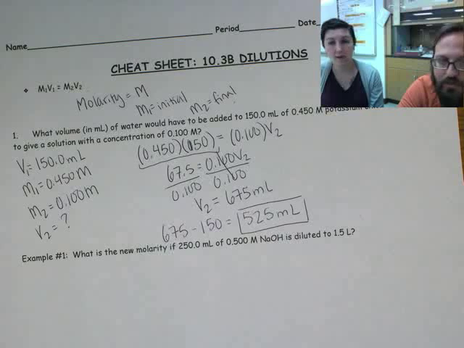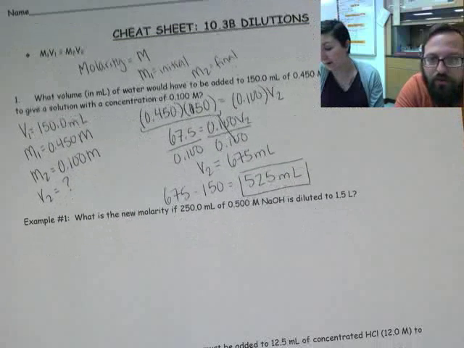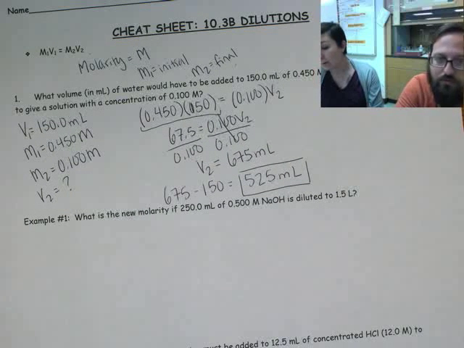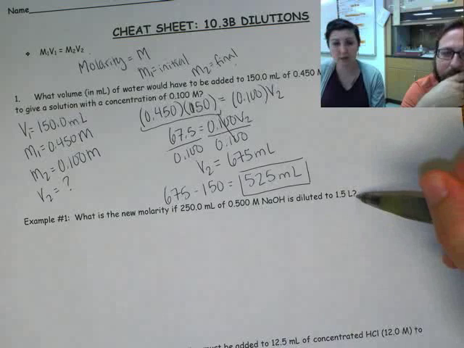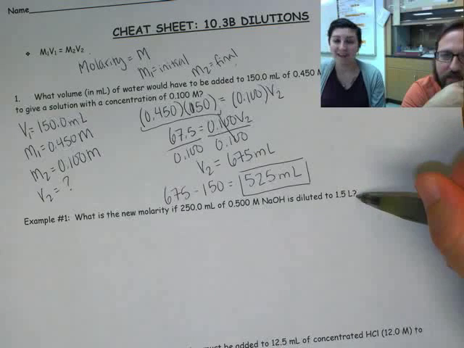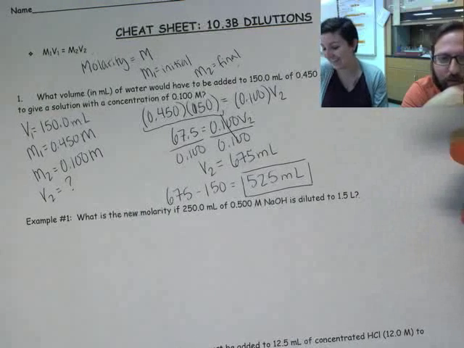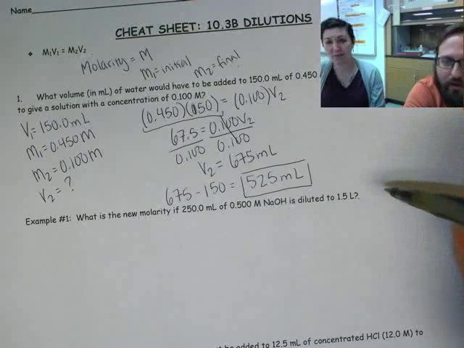Let's take a look at this next example. What is the new molarity if 250 milliliters of 0.500 molar NaOH is diluted to 1.5 liters? In this case, we are going to have to do a conversion because we have liters and milliliters. You said no more conversions. I know, you're right. Well, let's start by writing our conversions.